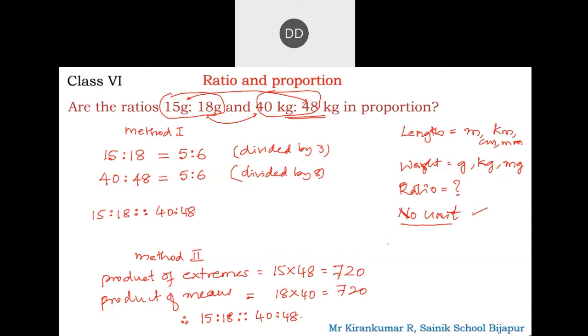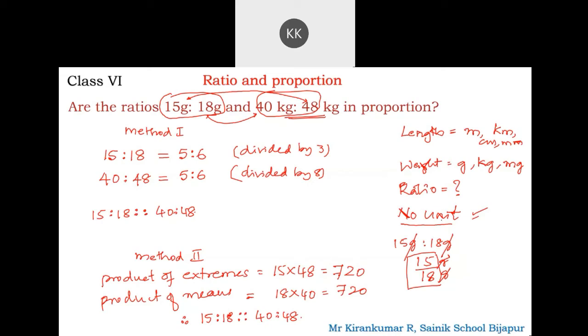Look at this example in the question. They have given 15 gram to 18 gram, isn't it? This gram and gram get cancelled because ratio is nothing but division. So the units get cancelled, only the numbers are left. That is the reason why a ratio will not have a unit. Remember that. Ratio will not have any unit.